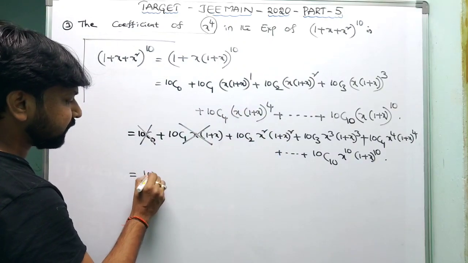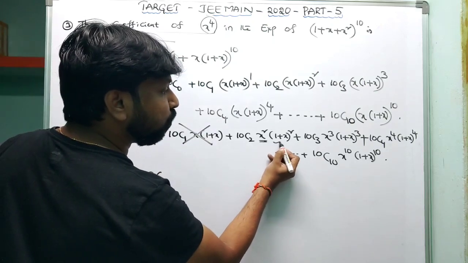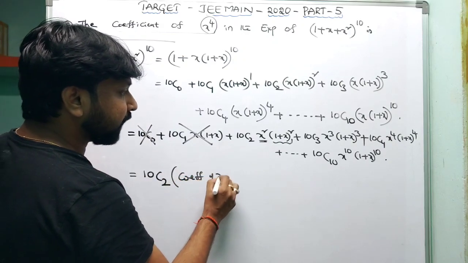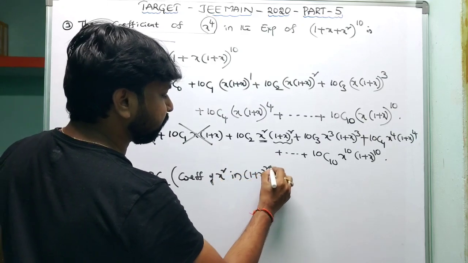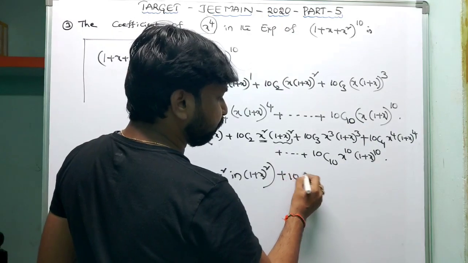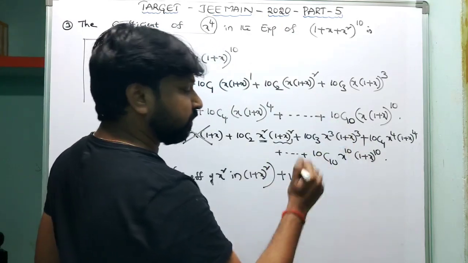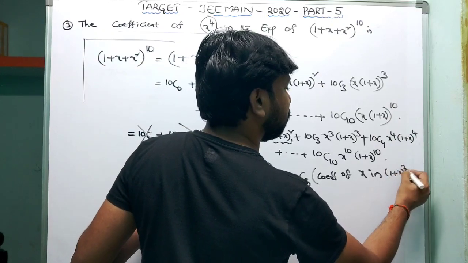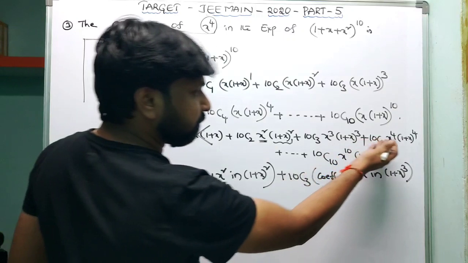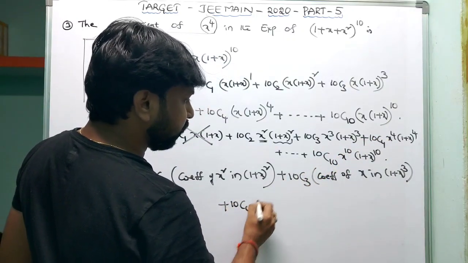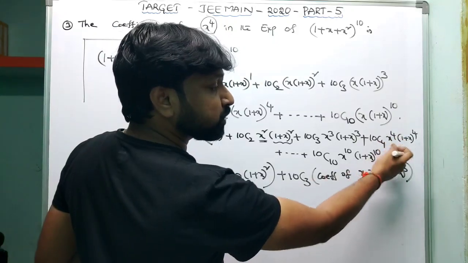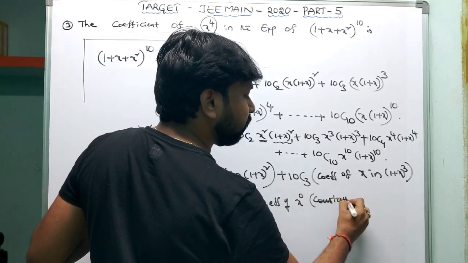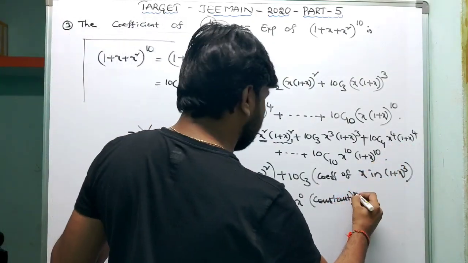So what you are going to do means 10C2 into, x² is already outside, you want x², so the coefficient of x² in (1 + x)² is enough. Plus 10C3 into, x³ is there, so just the x coefficient is enough: coefficient of x in (1 + x)³. Next, plus 10C4 into the coefficient of x^0, since x^4 is already there. Coefficient of x^0 is nothing but the constant, which is enough.